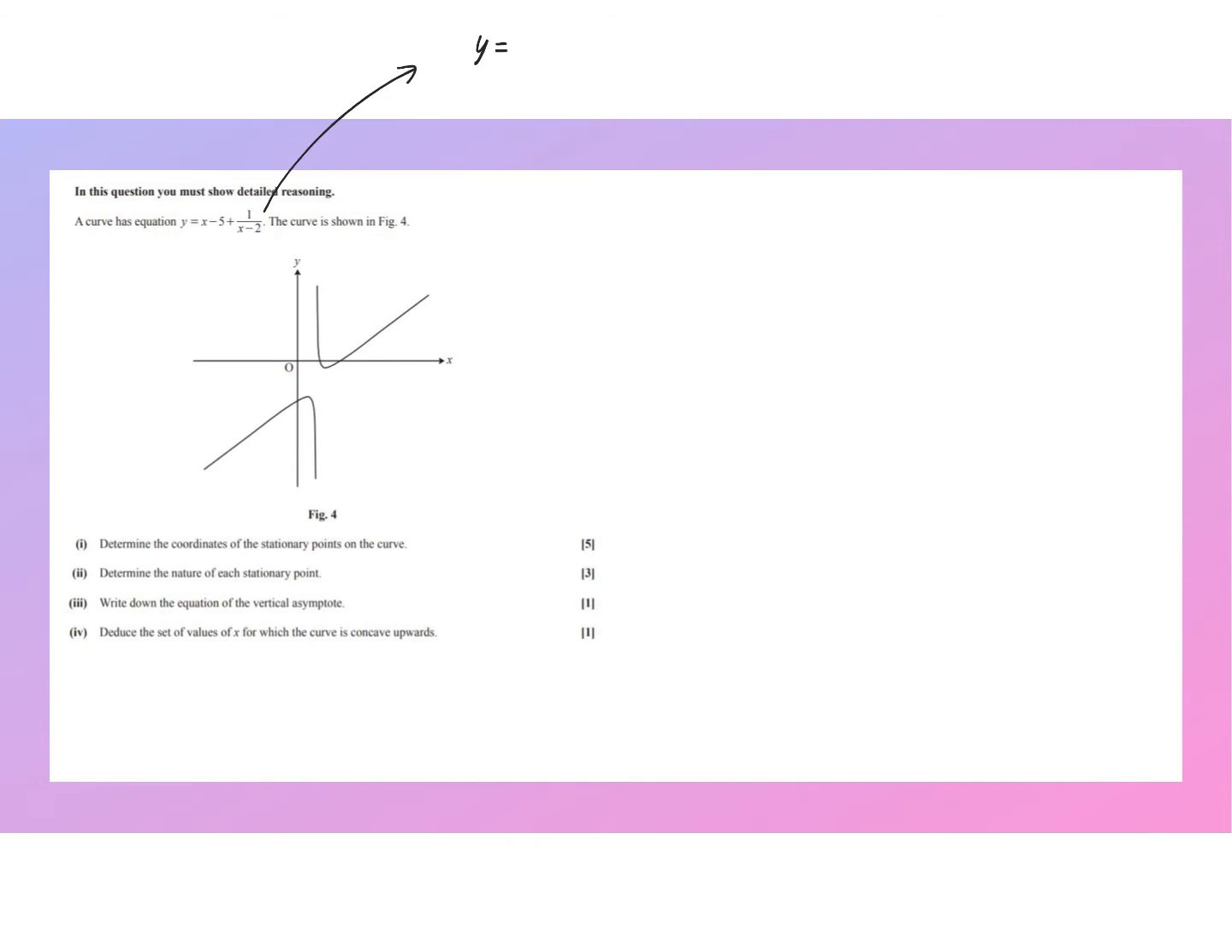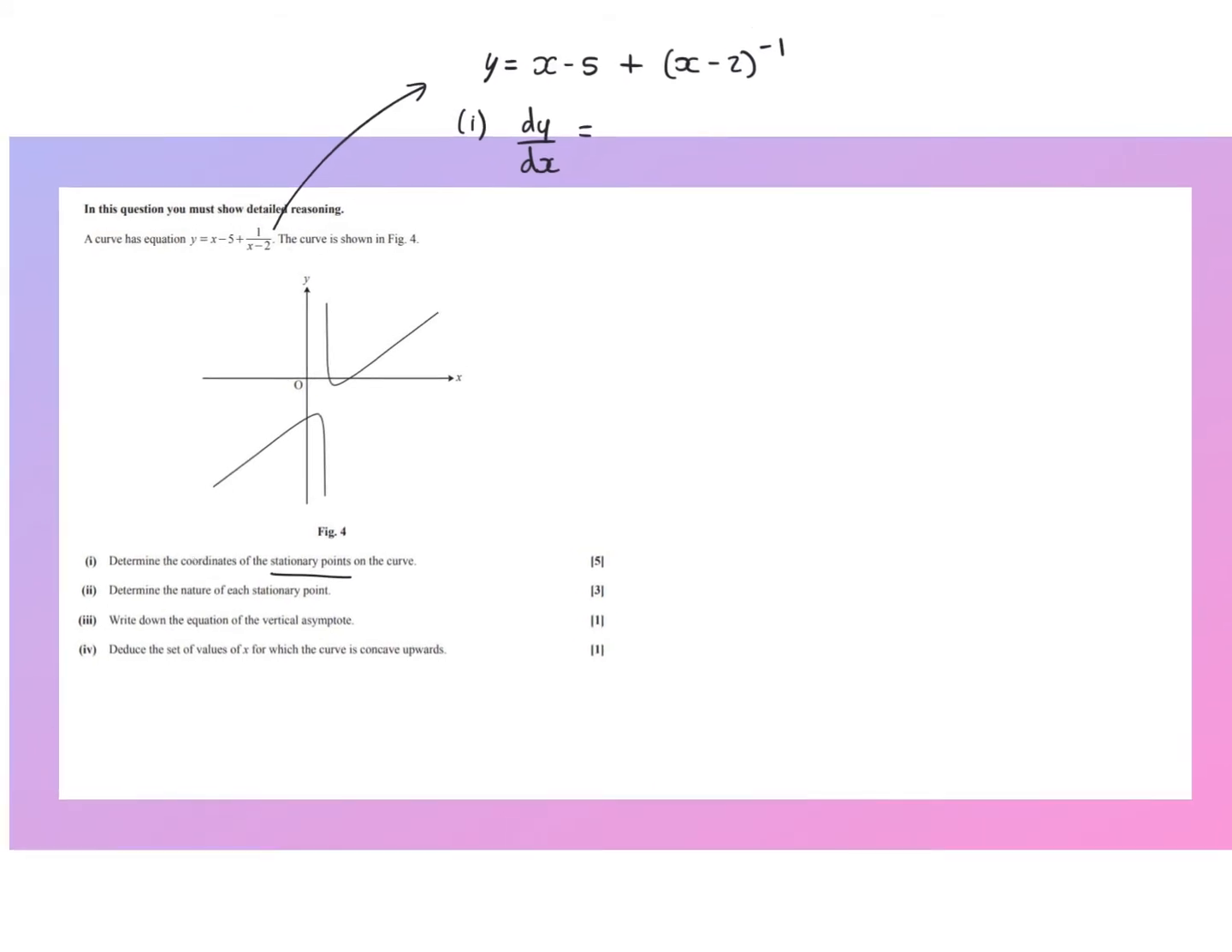So we have y equals x minus 5 plus, and then in brackets, (x minus 2) to the power of negative 1. Now, if we're looking for stationary points, we need to find dy by dx. So for part 1, we need to differentiate. Now, the first two parts of this differentiate very easily. x differentiates to 1, and minus 5 differentiates to 0.